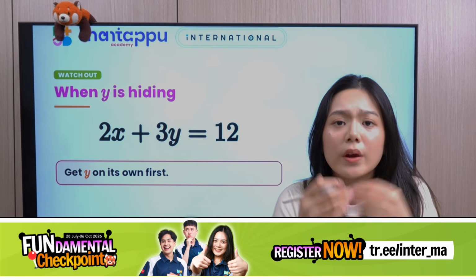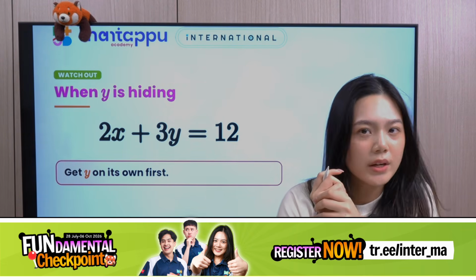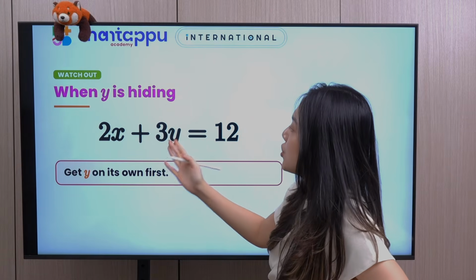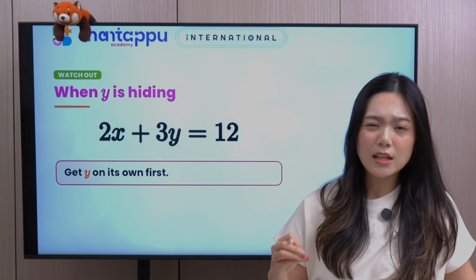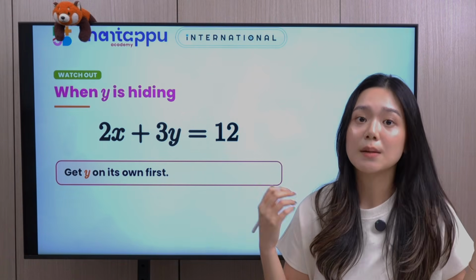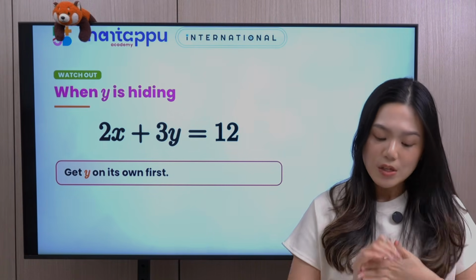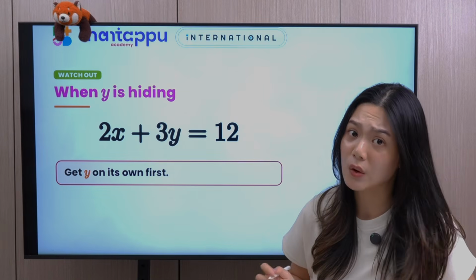Now what happens when your y is hiding, when it's not as straightforward? Now we have 2x plus 3y is equals to 12. Don't worry, the steps are the same, but there's just an extra step that you need to make before we substitute in the x values to find y. So here I just need to get y on its own first.